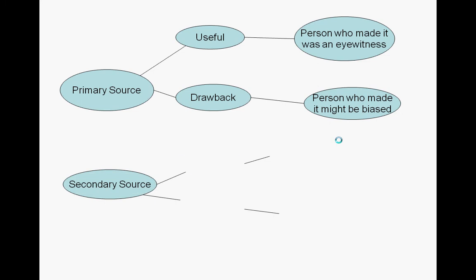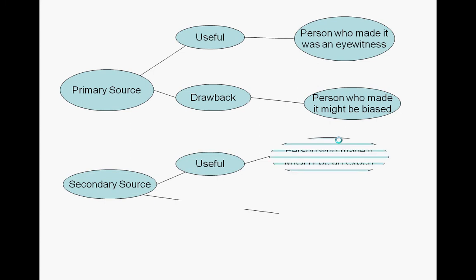A secondary source might be useful because the person who made it might be an expert. Now I've underlined that on purpose because they might not be. For instance, a school book written by a historian or a history teacher means that it's written by an expert. However, the film Braveheart with Mel Gibson in it, that's not made by an expert. Okay, so it's not definite, but that's just an example of what might make a secondary source useful.